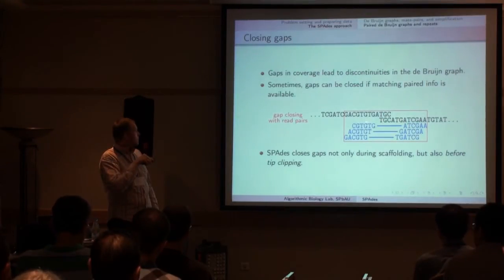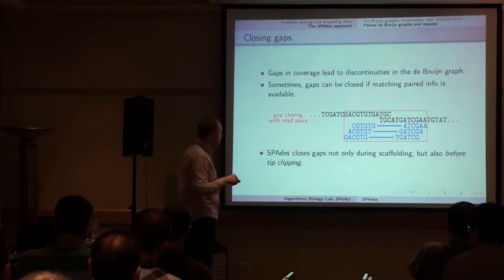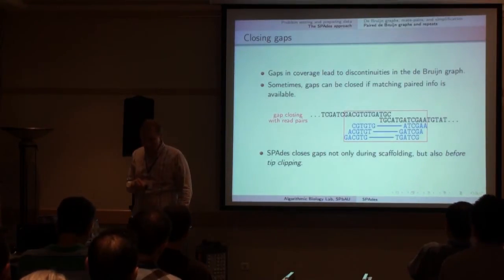If you have several paired-end reads such that one half of the pair maps here and the other half maps here, you can be pretty sure that this was a single string all along, and you can join these paths. This is called gap closing with read pairs.